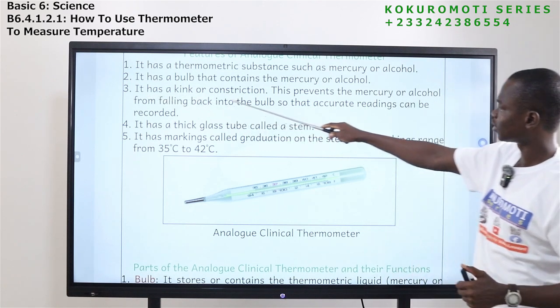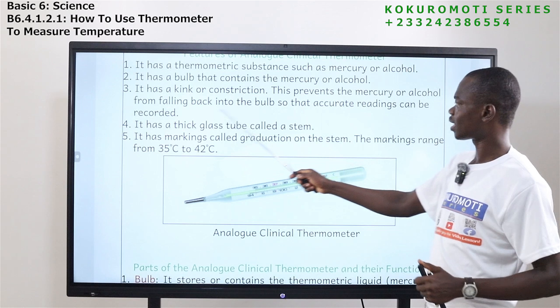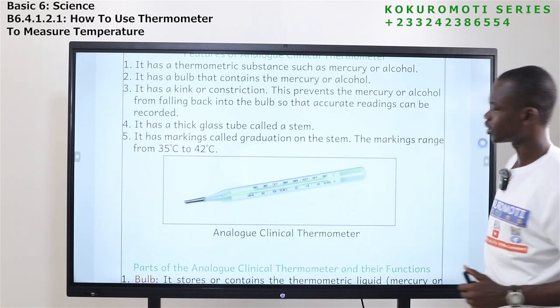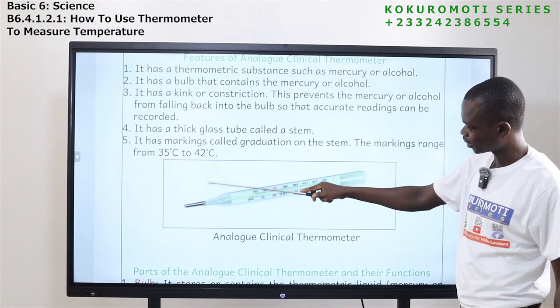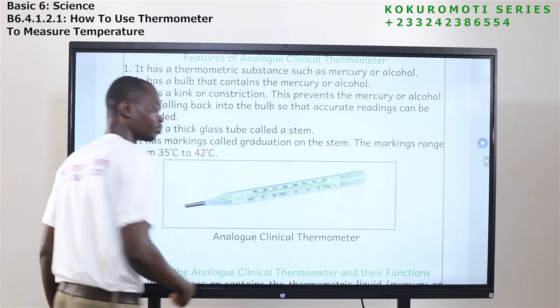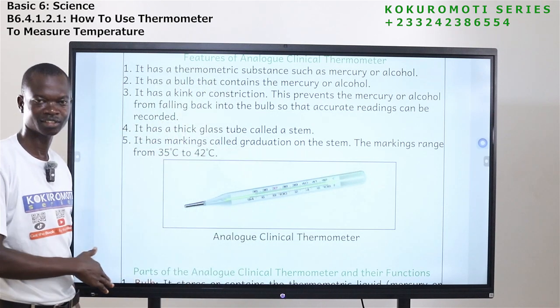Three, it has a kink or constriction. This prevents the mercury or alcohol from falling back into the bulb so that an accurate reading can be recorded. So the kink is here. The kink prevents the mercury or the alcohol from falling back.